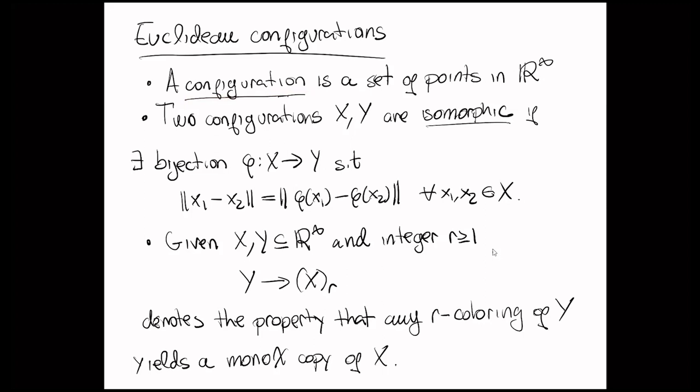Two configurations are isomorphic if there is an isometry between them, which means exactly that there is a bijection that preserves norm, right? And we can talk about the similar concept of being Ramsey, like we did for graphs and arithmetic progressions and so on. We can talk here about configurations of points. So I can say that a configuration Y arrows X with r colors if, no matter how you r-color Y, you are going to find a monochromatic copy of X. A copy just means it's isometric to X, right? And this is an interesting field of combinatorics, right?